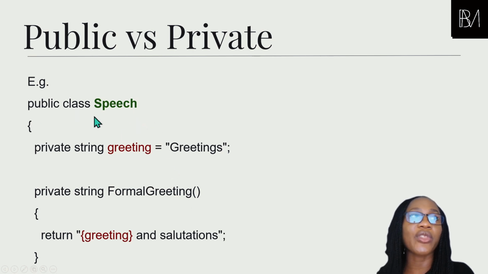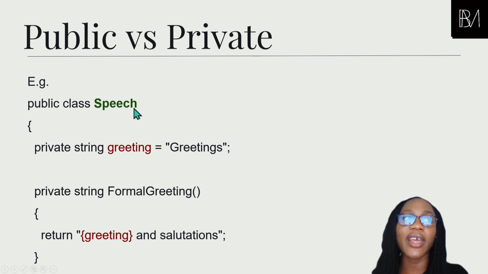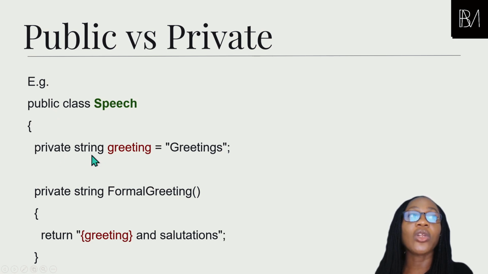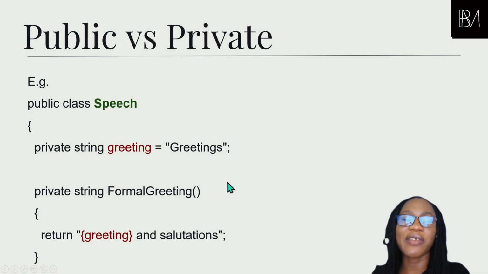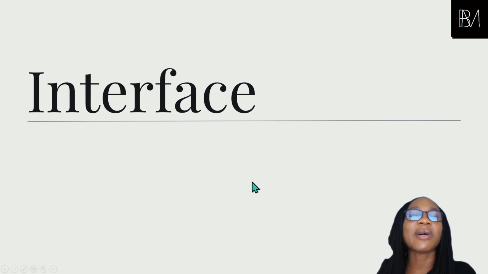Really, it's just that when something is public, you can access it from anywhere. And when something is private, you can only access it from where you are at that current moment. I hope that clarifies. Finally, let's learn about interface.